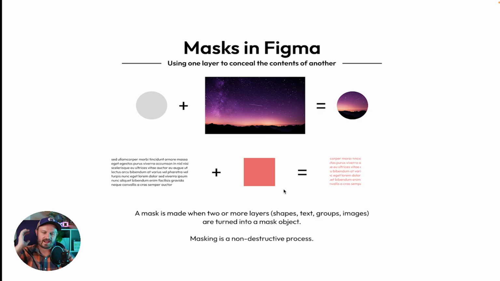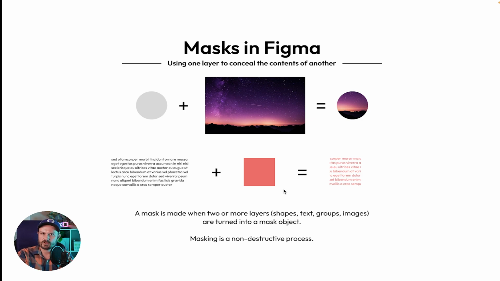And you can mask multiple layers at once. You can only have one mask layer, and I'll explain what that looks like in a moment here. But you can have multiple objects or multiple layers being masked.